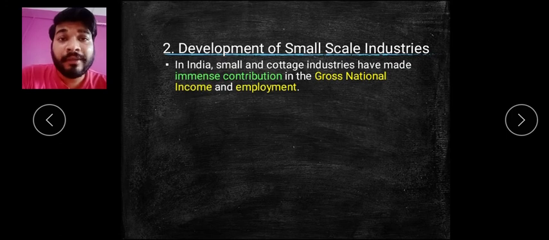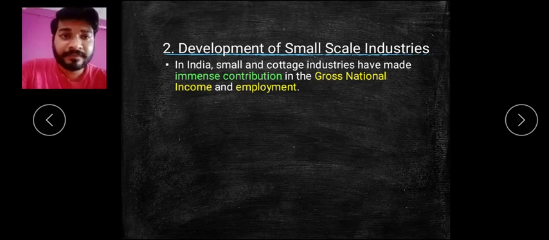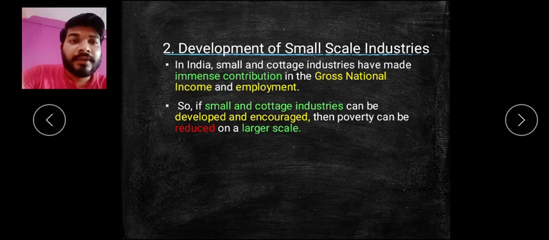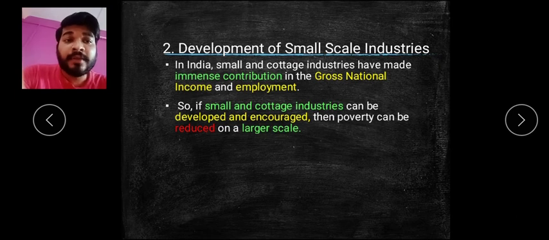You find that there will be more employment, more contribution. Just as the contribution was so high earlier, it will increase now as well, and there will be more income and employment. So our gross national income, that is GNI, will increase. Clear? So again, if small and cottage industries can be developed and encouraged, then poverty is reduced on a large scale. Yes, because why?